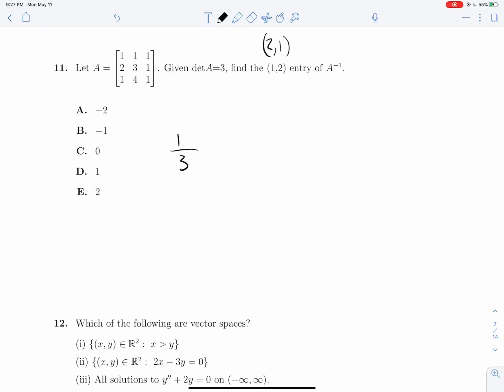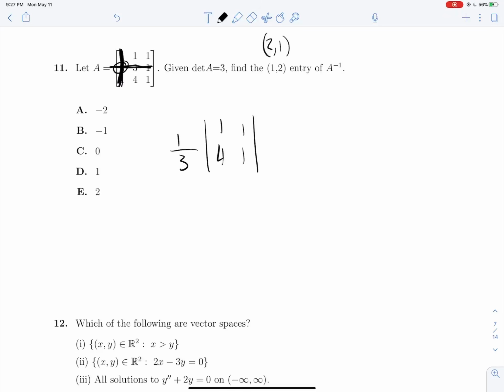So the 2, 1 cofactor is, let's see, that's this position in our matrix. That's going to be the determinant of the matrix that we get by crossing out the row and column that 2 is in. That gives us (1, 4; 1, 1). That gives us negative 1. But if we were to evaluate this, we would get negative 1 at this point.